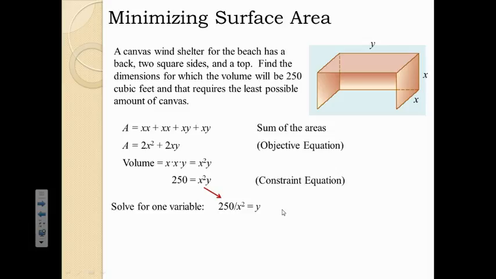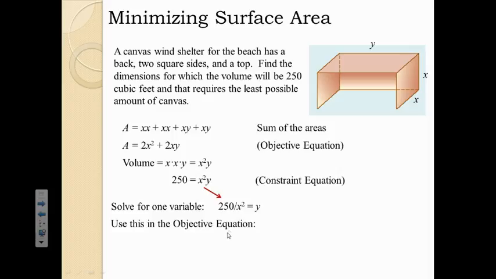When you do that, you divide both sides by x squared, and you get 250 divided by x squared equals y. You can solve it for x, but in this case, it's going to make it more difficult because, well, if you solve for x, it's going to be 250 over y equals x squared. Now you're going to have to take the square root. And if you calculate it, you can do it, but it just makes the calculations more difficult. So in cases like this, solve for the easy variable. Whatever variable is just to the power of 1.